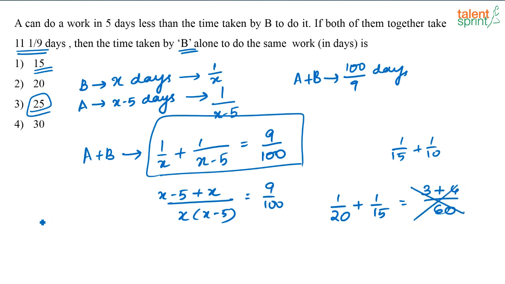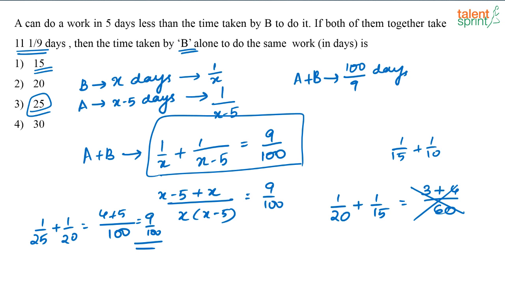Put 25, what will you get? 1 by 25 plus 1 by 20. So here the LCM is 100, here you will have 4 plus 5, which is nothing but 9 by 100. So the easiest way to solve this is, at this point, start checking with the options. Instead of writing it down and finding out the quadratic equation, solving it, that is more time consuming. Checking with the options would be far easier.